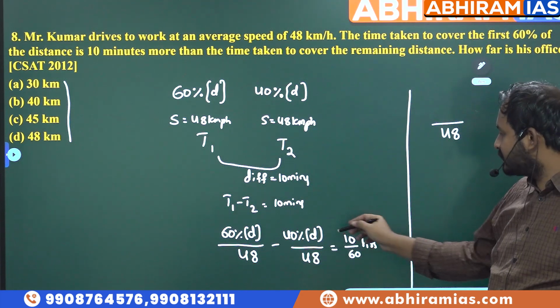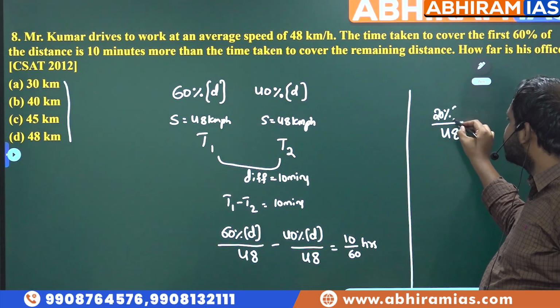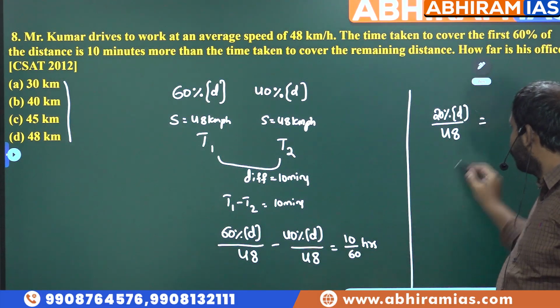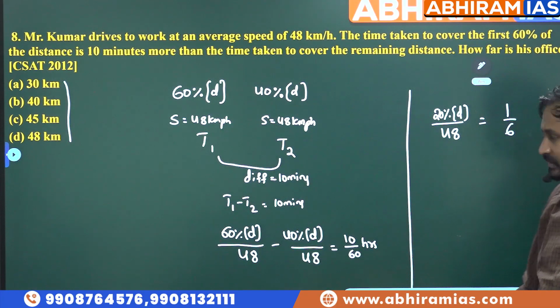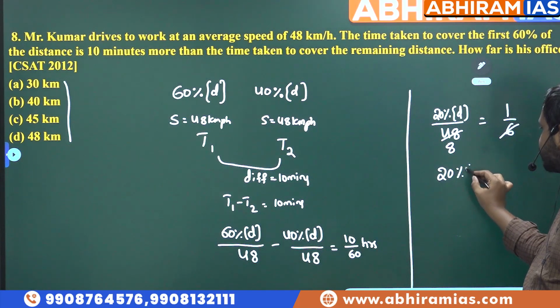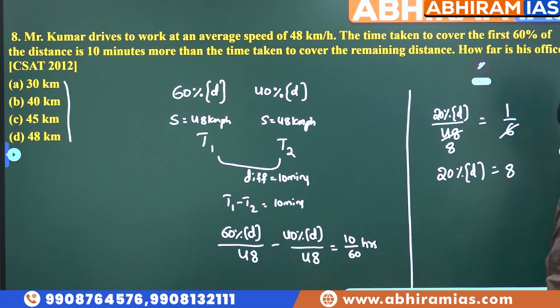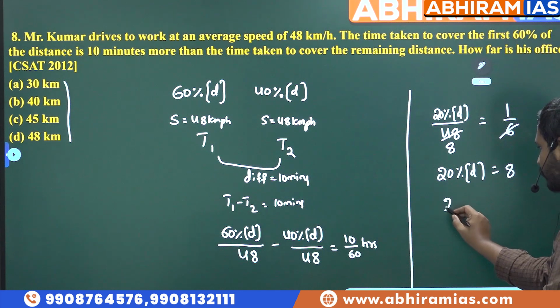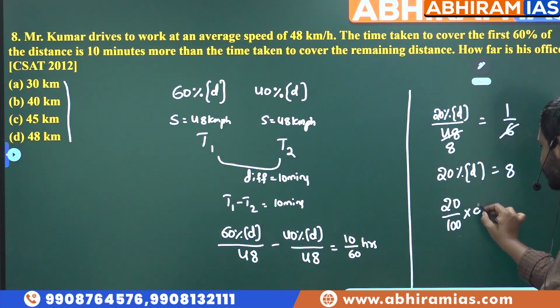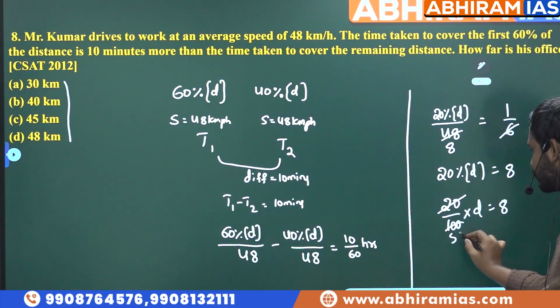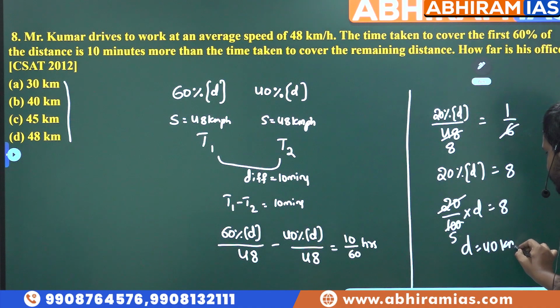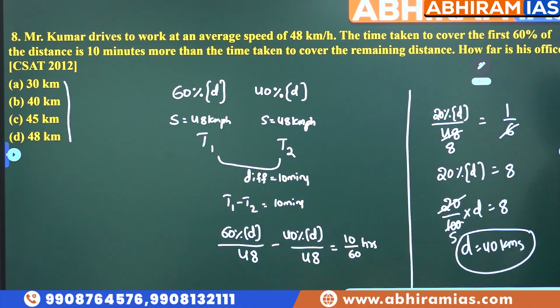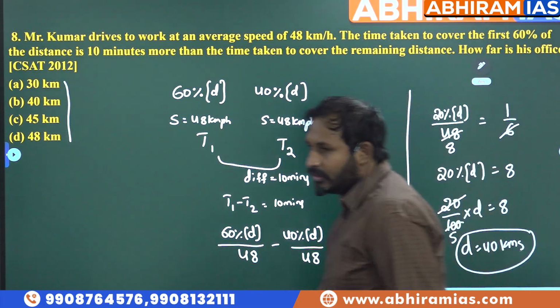So 48, 60% minus 40%, 20% of distance is equal to what? 1/6. So 6 ones, 6 eights, right? Next, 20% of the distance is what? 8 kilometers. 20% of the distance is 8 kilometers. You can calculate it with 100%, or solve this percentage normally. What you can write is 20/100 times d is equal to 8. 2 fives are 10, distance will become what? 40 kilometers. The distance becomes 40 kilometers.